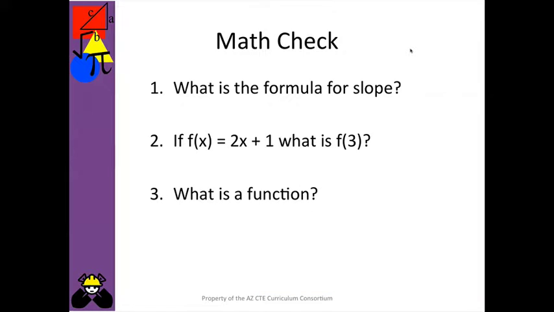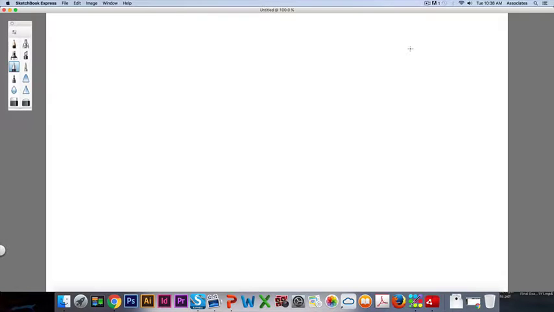Welcome back. The first thing we need to do is a math check. These are the things that we need to be able to do. So teacher, pause the video and see if the students can recall these 3 questions. I'll meet you back here when you're ready. Welcome back. Let's go to our slate and let's look at these things.